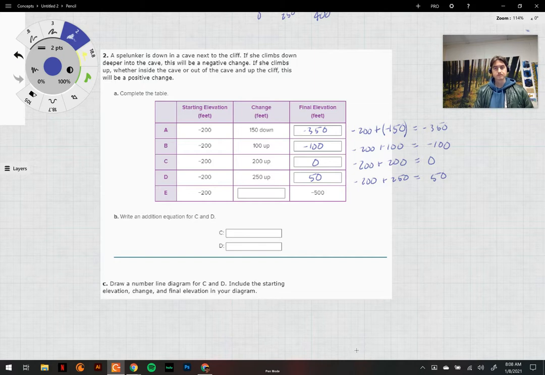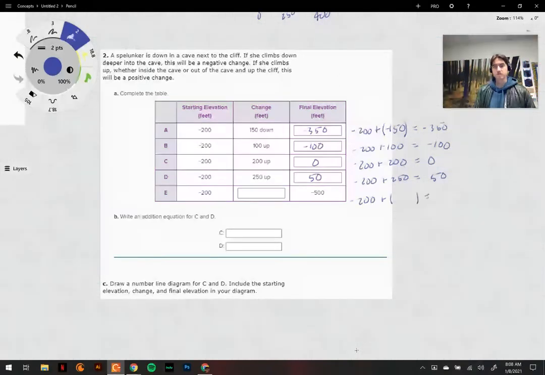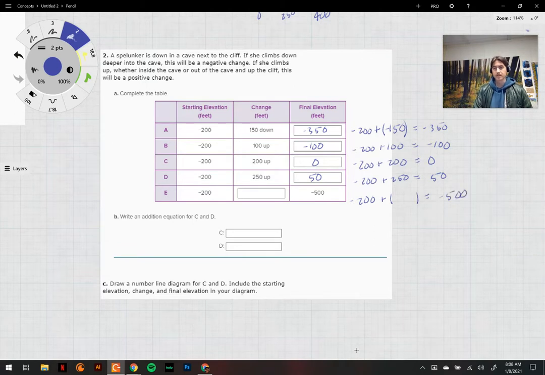All right, last one. I'm starting at negative 200. I have to add some change to get to my final elevation, which was negative 500. Since it's negative, I know that this second number must be negative because I have to add two negatives. So that's going to be 300 because I know that 2 plus 3 is 5, and 200 plus 300 is 500, but the answer is negative. So it's negative 300, 300 feet down.